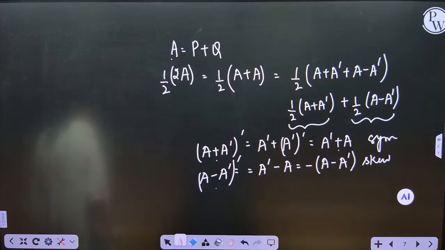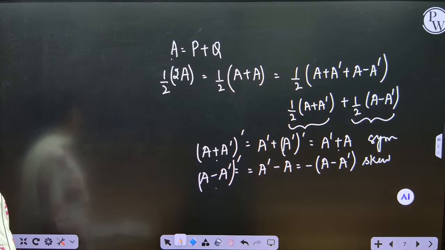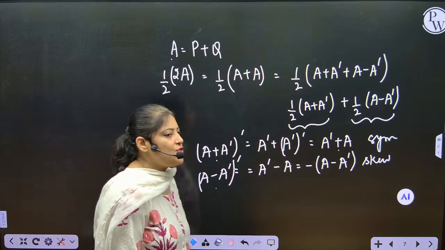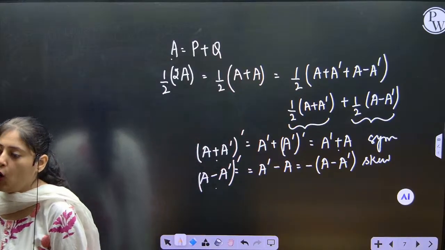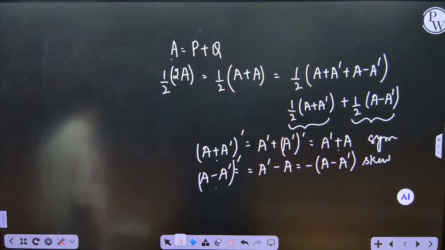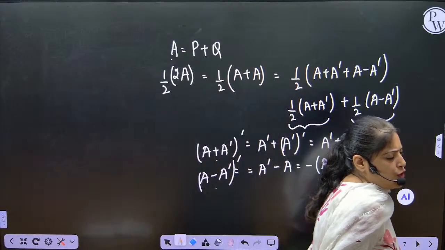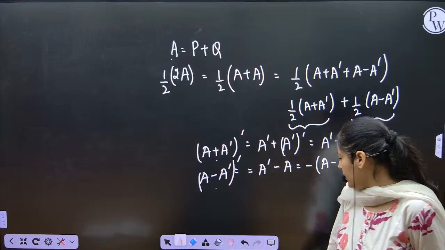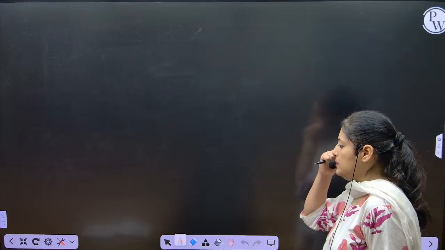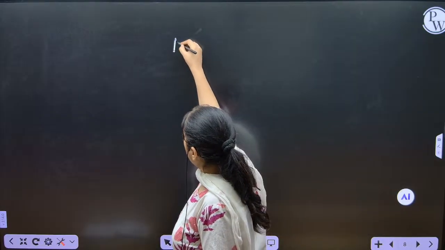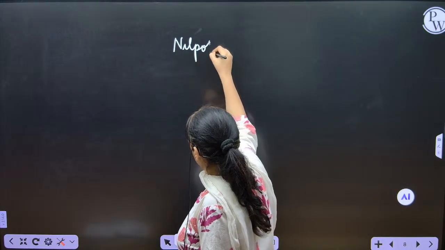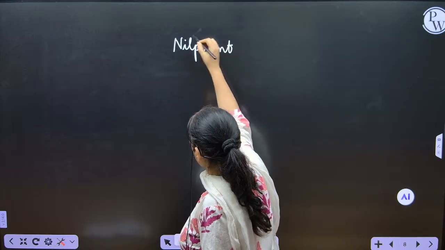Now, four types of special matrices are there. Special matrices we say. First is nilpotent, then idempotent, then involutory, and then orthogonal. Okay, now I'll tell you the definition of the nilpotent matrix.